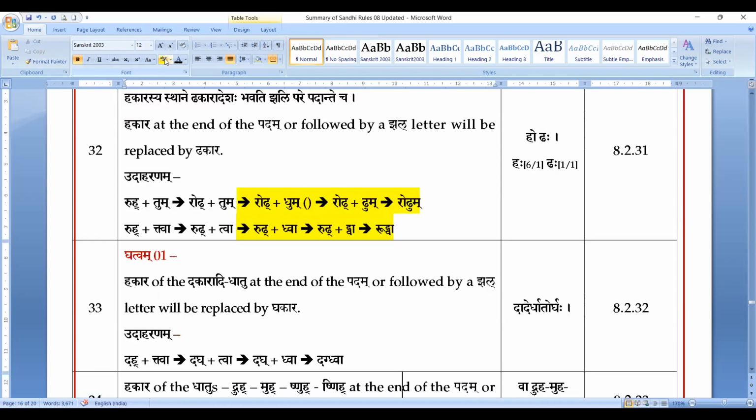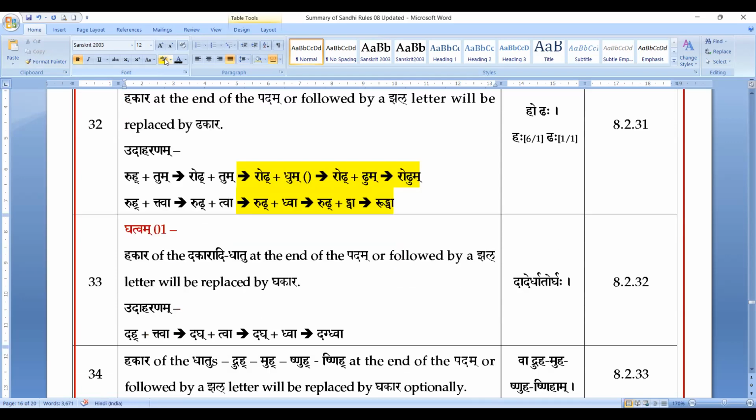Then Gatva Vidhi. I think Gatva and the next one, we will see. Both are Dakara Dhatu. Okay, Datta Vidhi we will do, and then we can stop with that. Gatvam. What is Gatvam?